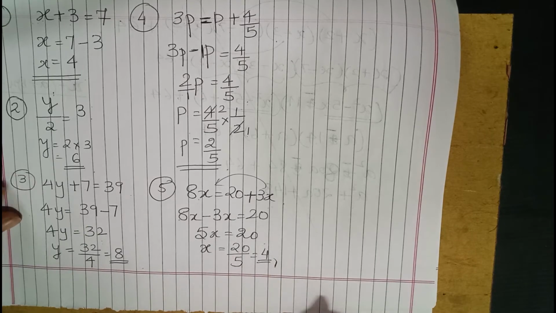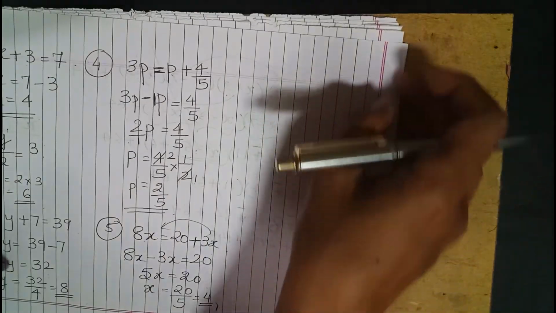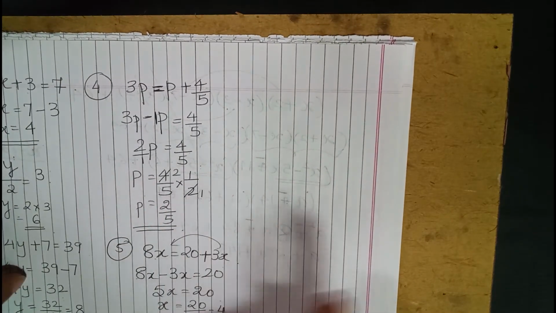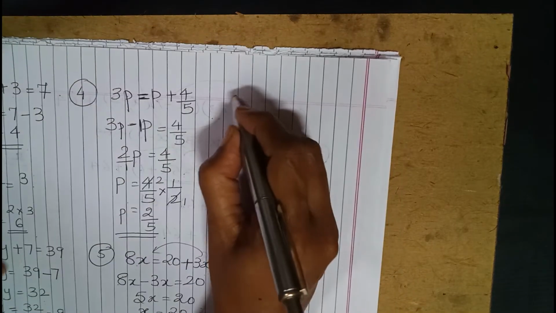So we got the value of x as 4. This is how linear equations in one variable are solved. Let's take some more, slightly complex examples.